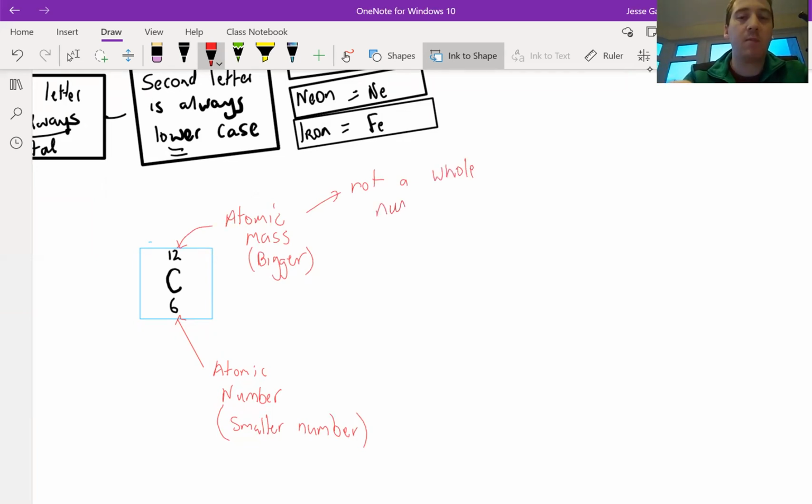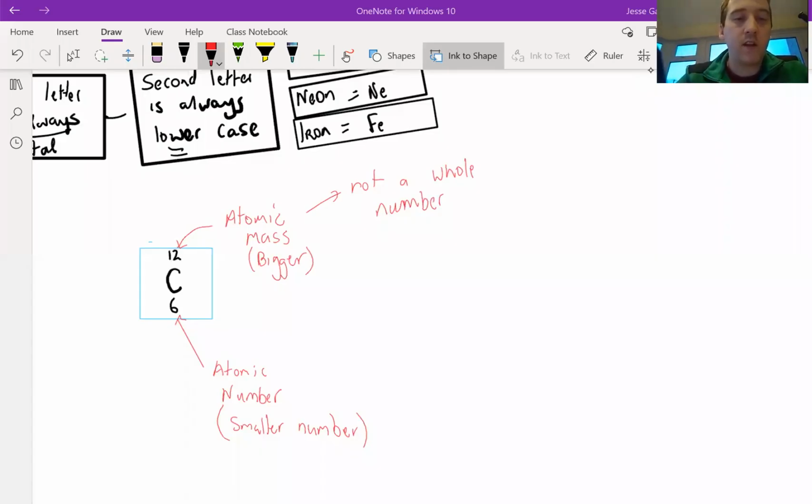Now, it's a little bit complicated to explain why that is, but later on in science, you will find out why. For now, we're just going to assume that we round it to the nearest whole number. Sometimes you might see carbon's atomic mass as 12.01 if you've got a different type of periodic table. And that's fine. Just know that for now, to keep it simple, we're going to round it to the nearest whole number. Okay, so that's what I want you to do for the moment. So we've got the atomic number and we've got the atomic mass. Those are the two numbers.